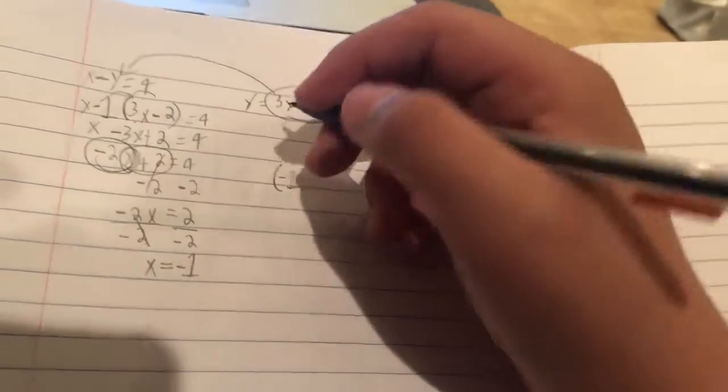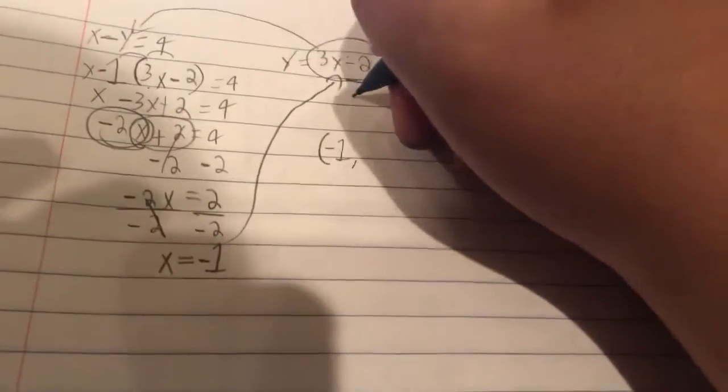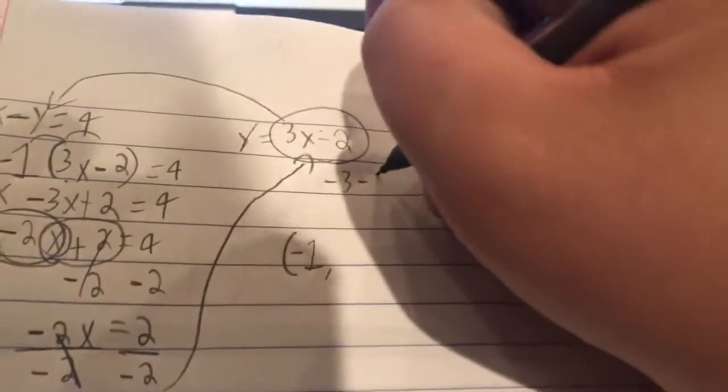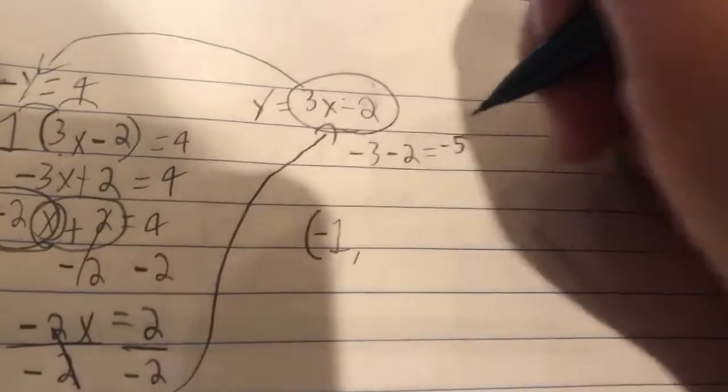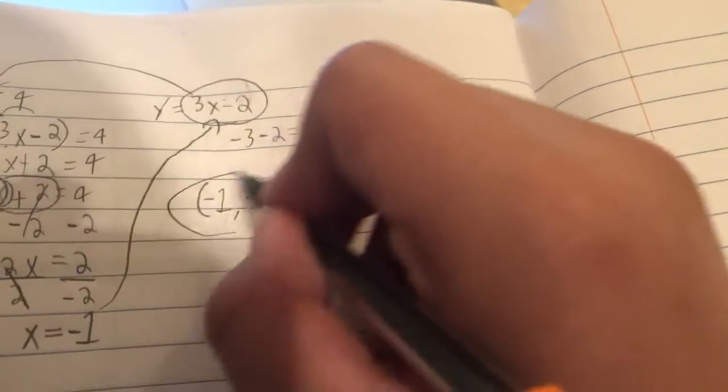Alright, now we're gonna go ahead and find our second coordinate. The second coordinate would be just plugging this negative 1 into x here. So this would make it negative 3 minus 2, which is equal to negative 5. So that's our coordinate, negative 1, negative 5. Alright, let's do one more substitution question.